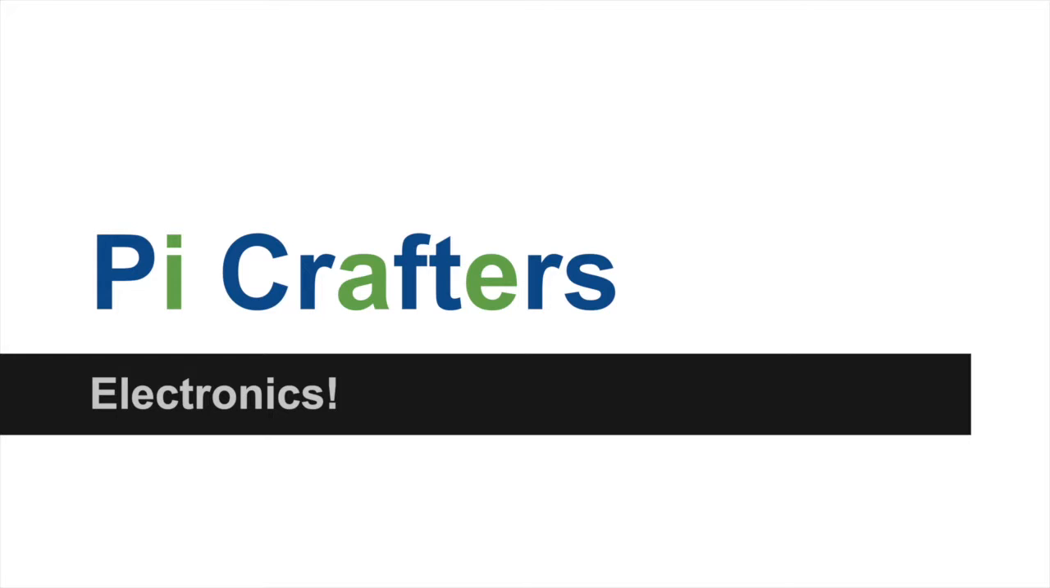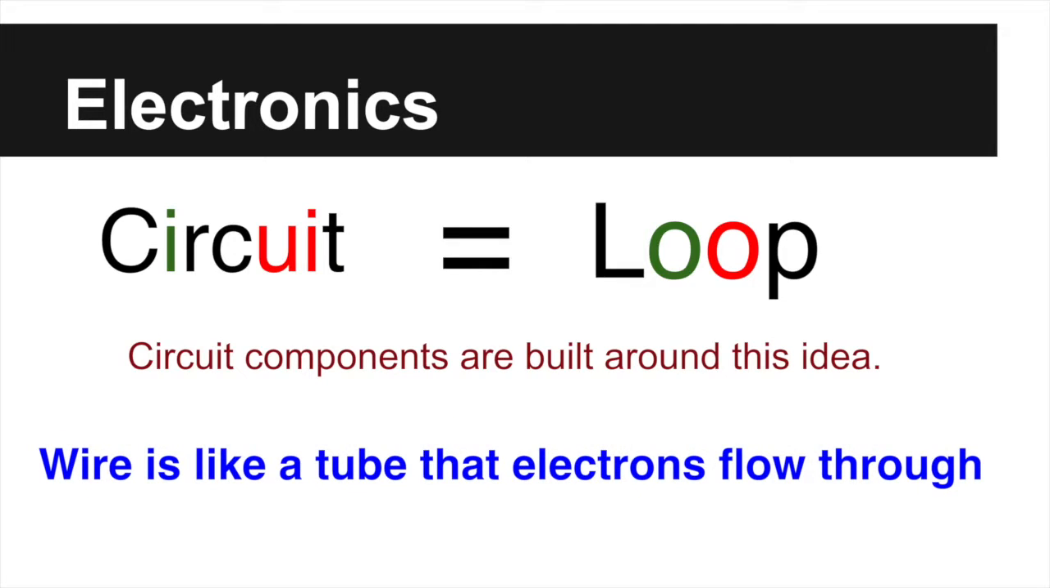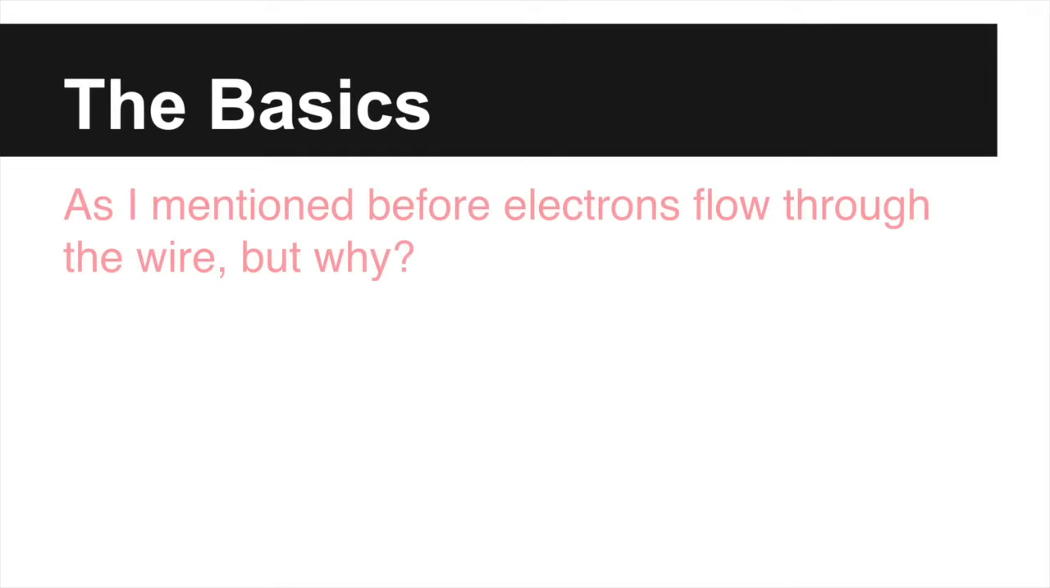Alright, so let's move on to the second portion of the PyCrafters class, which is electronics with the Arduino. So, like I said in class, the biggest idea to wrap your head around and remember, if it's one thing you get, is that a circuit equals a loop. Okay, so when you think the word circuit, you think loop. So if your circuit's not working, think about, is my loop complete? Wire is a tube that electrons will flow through, and we're going to talk about that idea in a second.